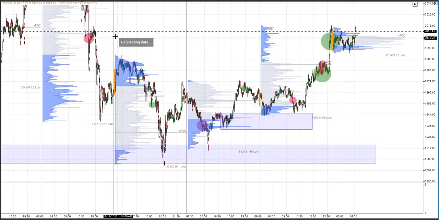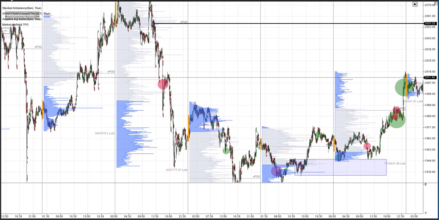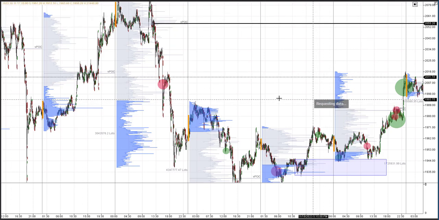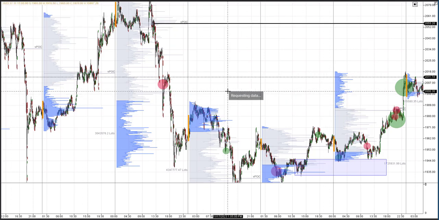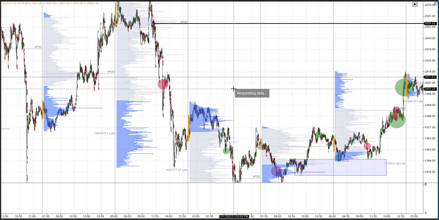Okay guys, this is the 5-minute chart of the Ethereum USDT. I'm trading on the Binance platform. That's why I'm checking the Binance futures chart. If you're using a different exchange, make sure you check the chart for that particular exchange.